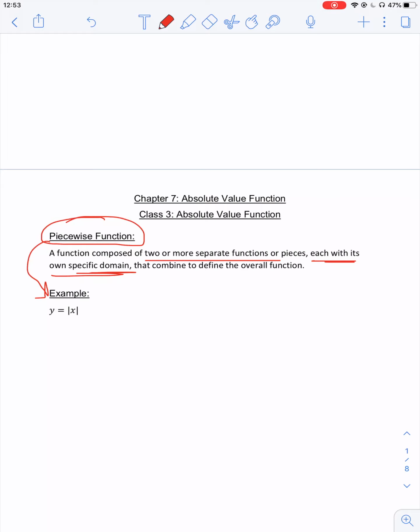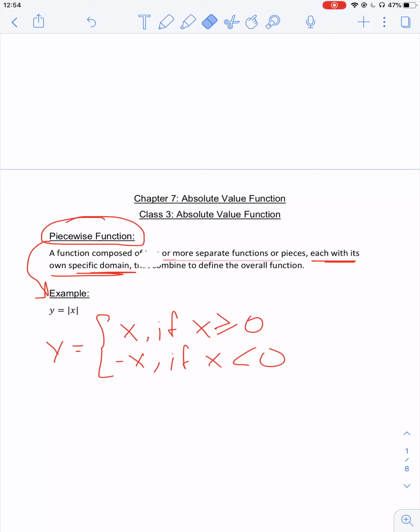Why? Because y equals the absolute value of x can be rewritten as y equals x if x is greater than or equal to 0, so if x is positive or equal to 0, it stays the same, or y equals minus x if x is negative. So this is a piecewise function. Why? Because it is composed of two, in this case. It could be more, but in the case of the absolute value, it's two separate functions.